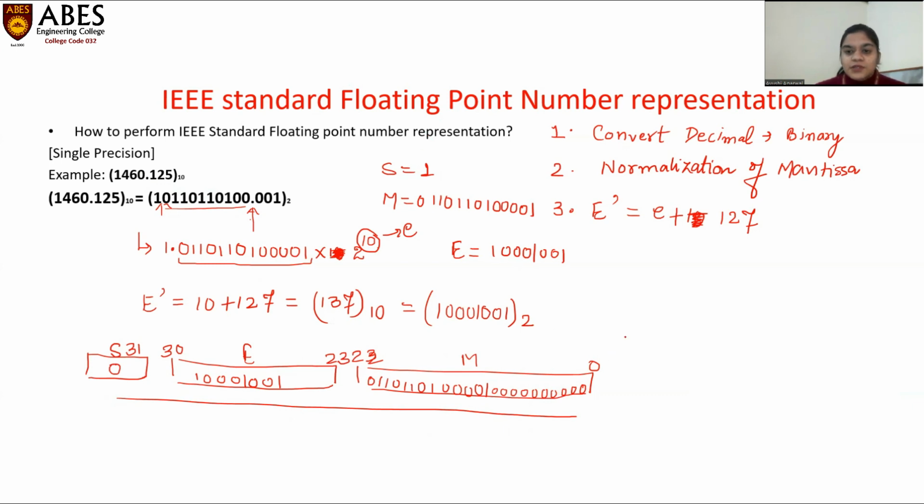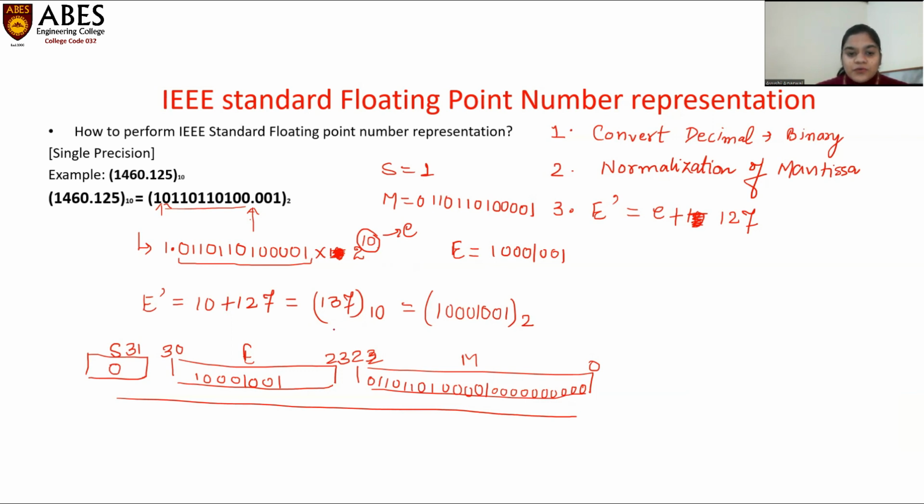So the first step is to convert the given decimal number to its equivalent binary number. The second step is you need to normalize the Mantissa, meaning before the radix point you must have the value 1 by default in case of binary numbers, whereas in case of decimal numbers you must have value 1 or some other value, but it should not be 0. Next step is to calculate the biased exponent, in case of single precision, E dash equals E plus 127. So you will have the value of E over here as 10. You might have other values also in case of other numbers. So just add that value to 127.